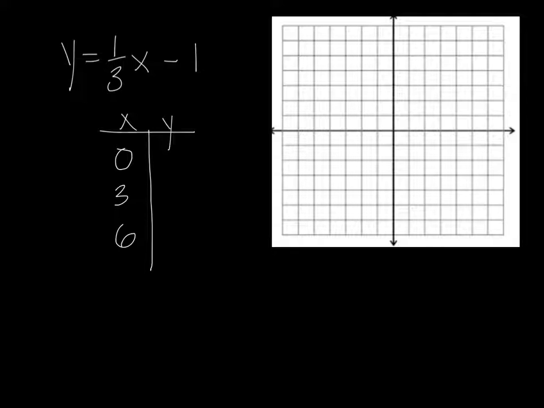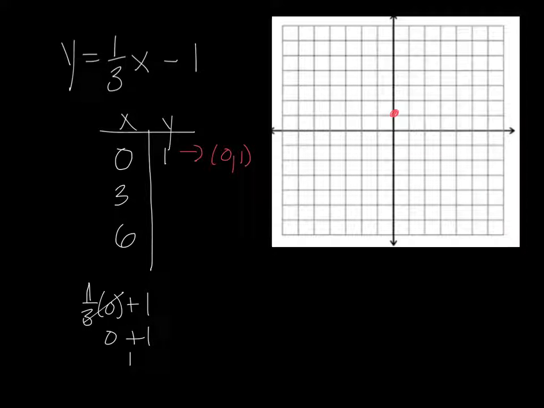So let's plug in 0. So that means I have 1/3 times 0 plus 1. Remember how much I love 0? 1/3 times 0 is 0. And 0 plus 1 is 1. So that means that we are going to now graph the point 0, 1. X is 0, y is 1. Okay, once again, if I get too far ahead of you, you're going to have to hit pause.